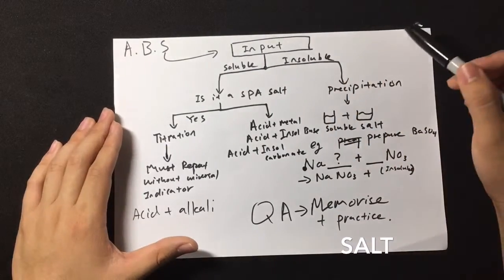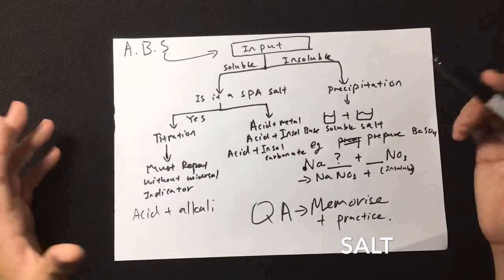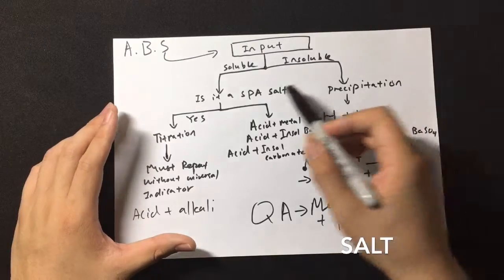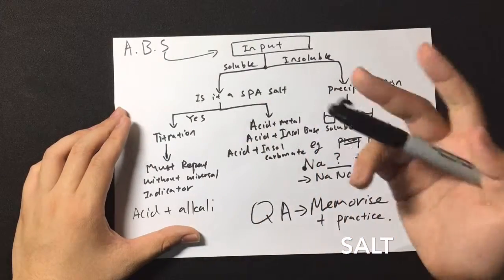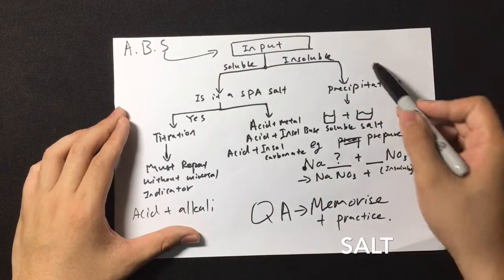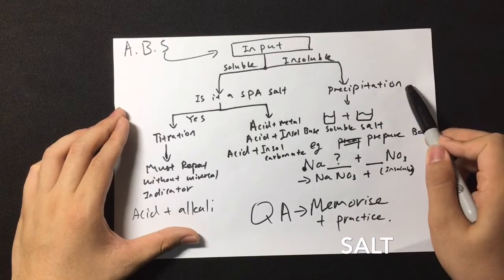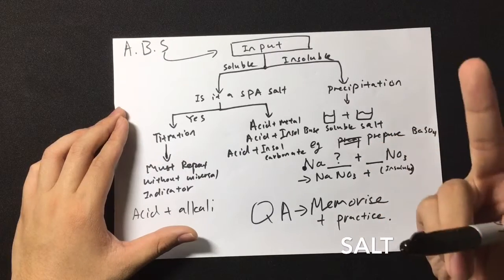Input in the salt. So first of all, let's say we input calcium sulfate. You know that calcium sulfate is an insoluble salt. So you analyze: is it soluble or insoluble? Ask yourself this question. If it's insoluble, what must you use? You must use precipitation. The only method you can use is precipitation. For precipitation, you require 2 soluble salts.